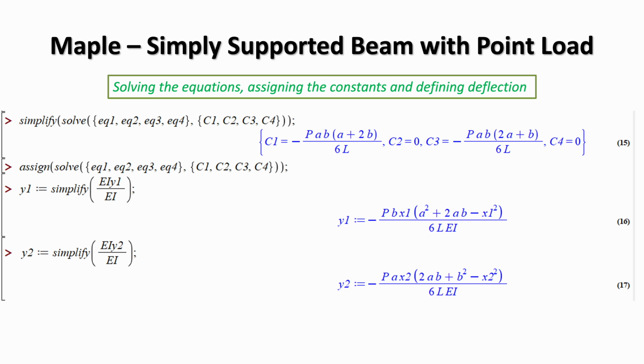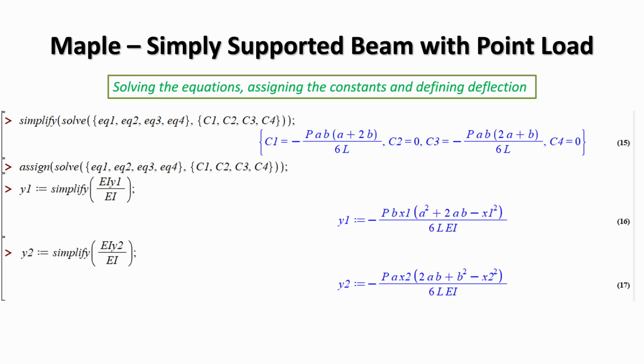As you can see here, the way it's written is solve, open brackets, then in curly brackets, you write out the equations that you want to solve, comma, and then open another curly brackets and write the variables for which you want to solve the equations. This solve is wrapped in the simplify command so that we get constants in a clean simplified form. The results are shown on the right-hand side.